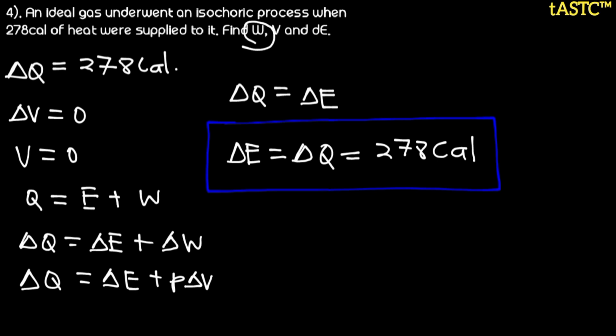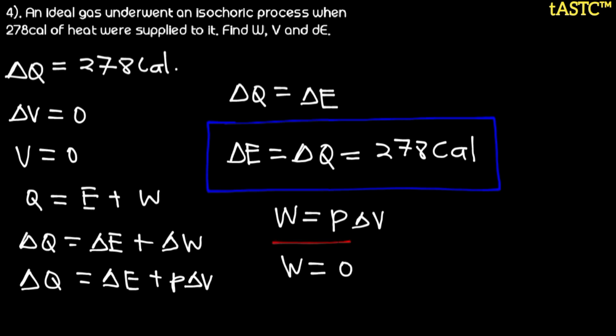Next up, we need to find out what the work done is. Now, we know that work done is equal to PdV. Unfortunately, dV is equal to 0. So work done is obviously going to be equal to 0. That will be the answer for the work.